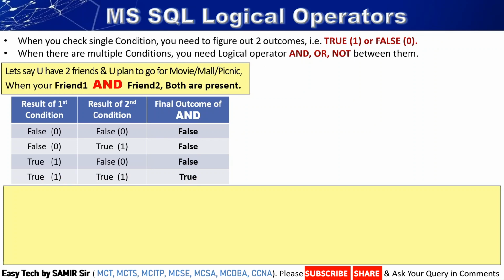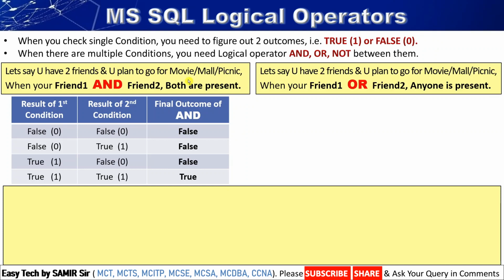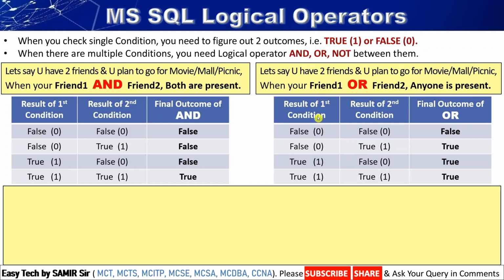Now let's say you are a bit more flexible. You have two friends in the same way and you want to go for a movie, mall, picnic, shopping, party, marriage, anything. And here you make up your mind: when your friend number 1 or friend number 2, anyone is present, you will go. You don't need both to be present. Here you are using OR. Friend number 1 or friend number 2, anyone is present, you will go for a movie, mall, picnic, party, marriage, anywhere, something like that. So here are your 4 outcomes. Both friend number 1 and friend number 2 didn't turn up.